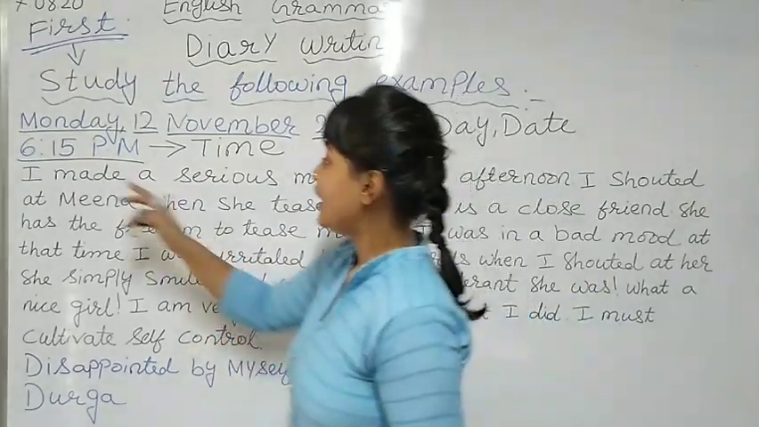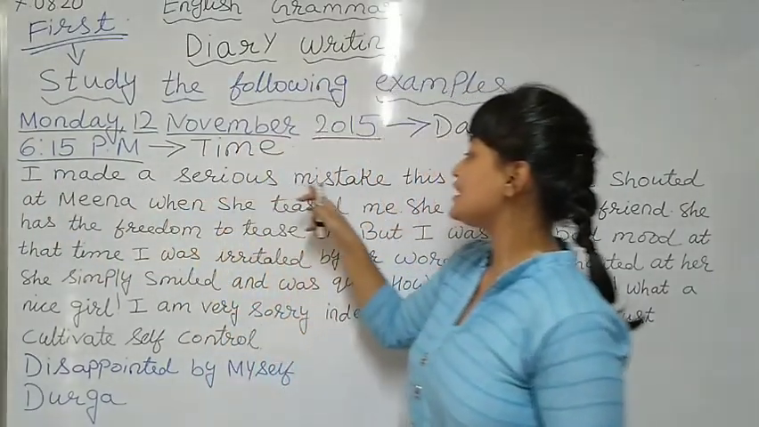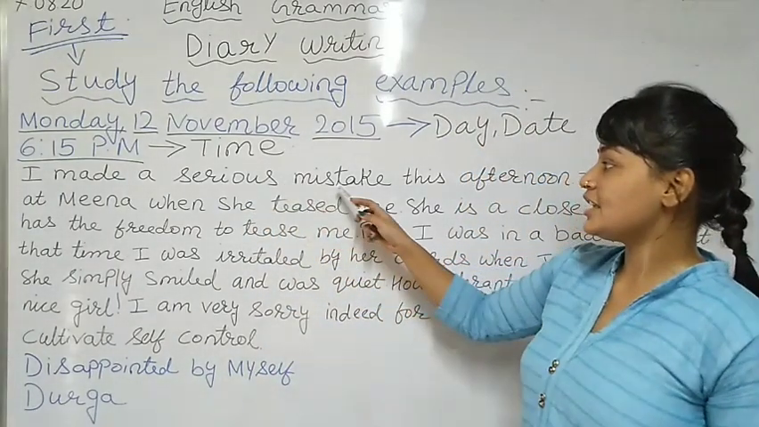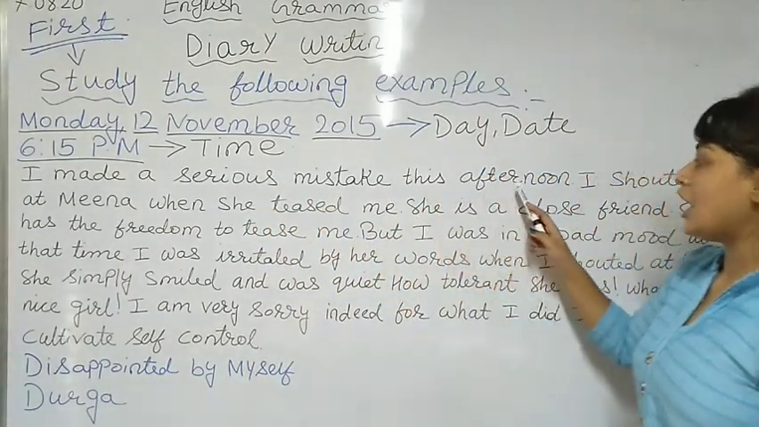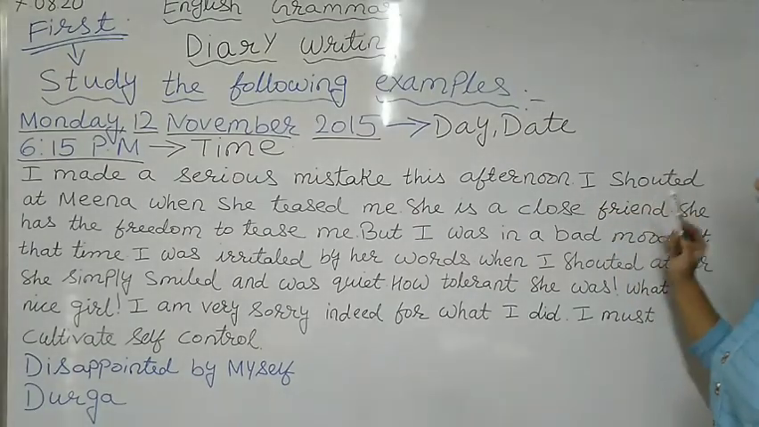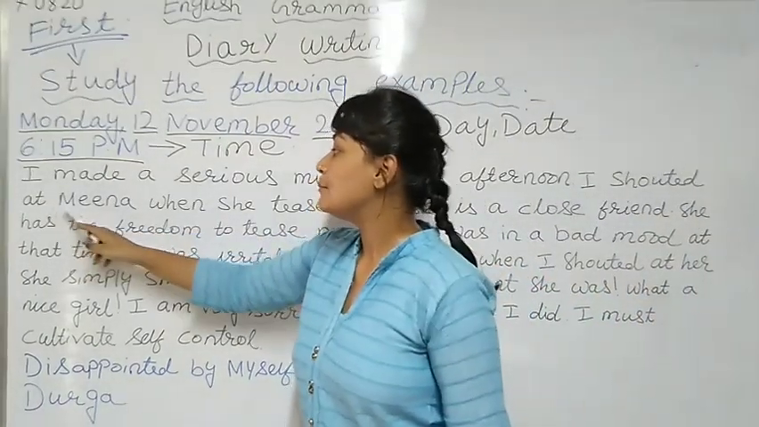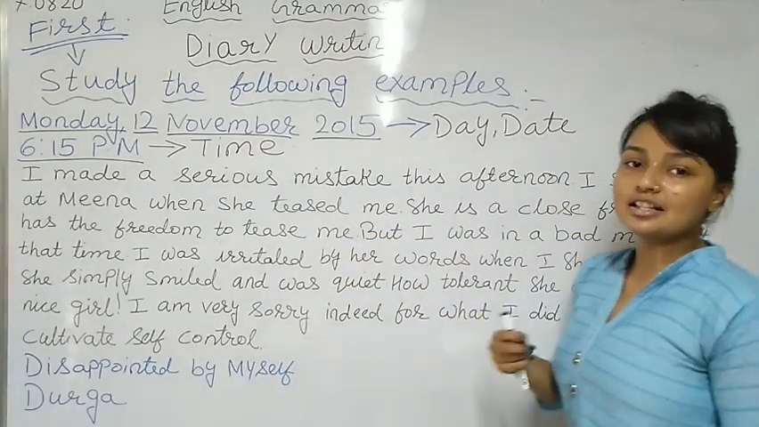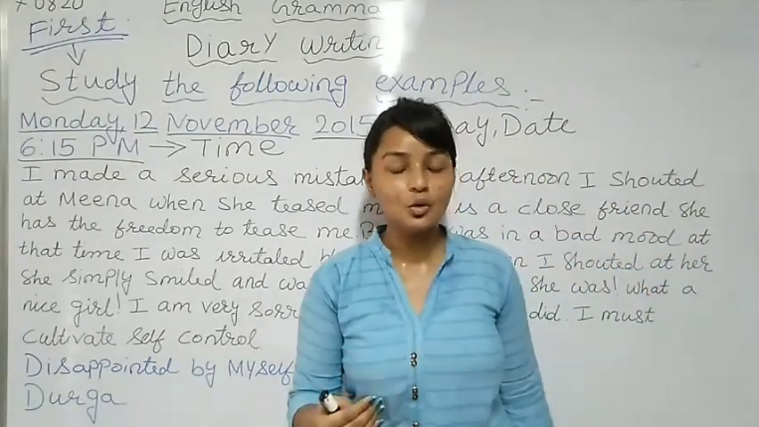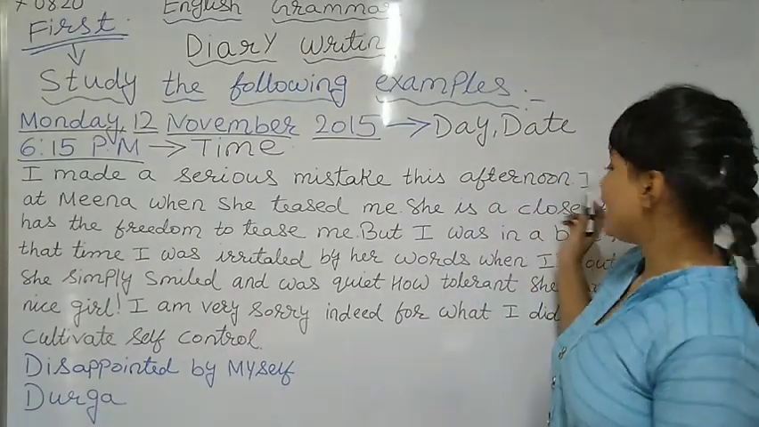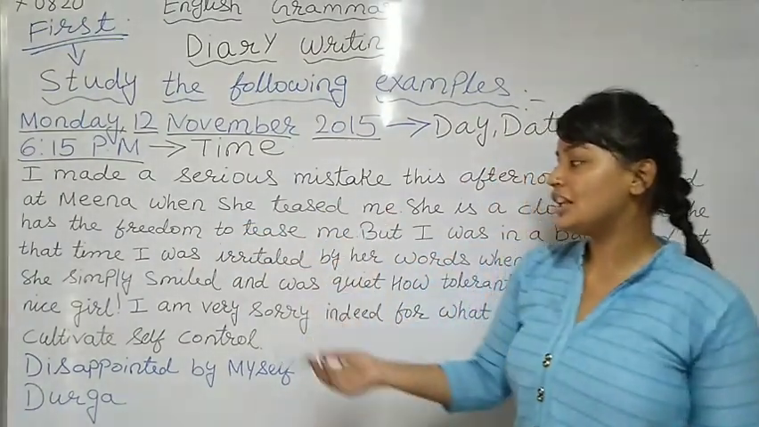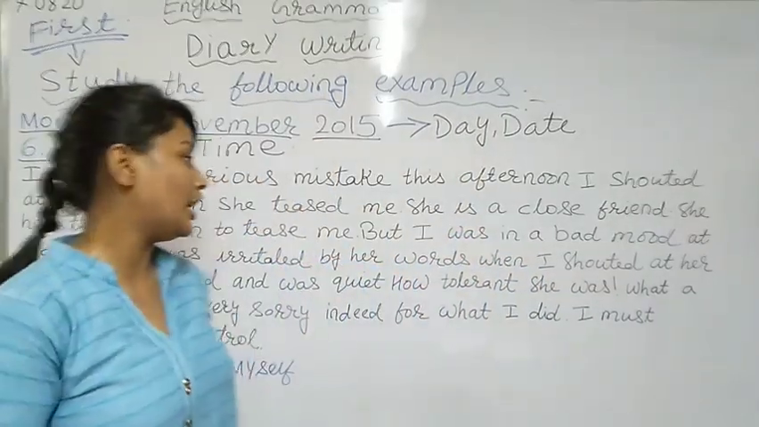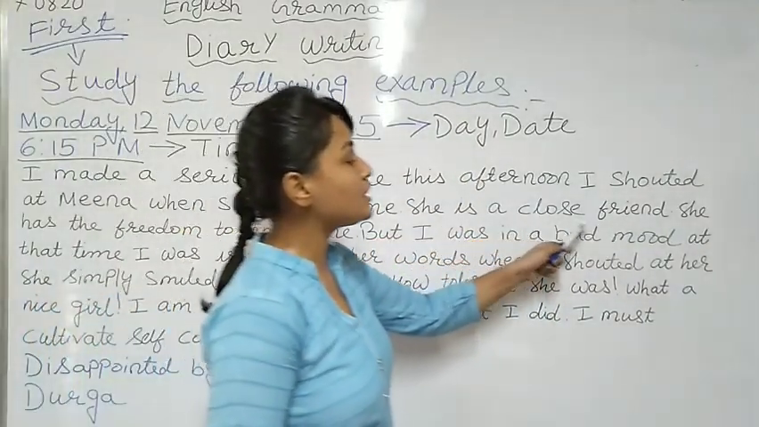So I made a serious mistake. So students, I made a serious mistake this afternoon. I shouted at Meena when she teased me. So I made a serious mistake, मतलब मेरे से एक गलती हो गई, that कि मैं मीना के ऊपर चिल्लाई, why? Because she had teased me. उसने मुझे चिढ़ाया.